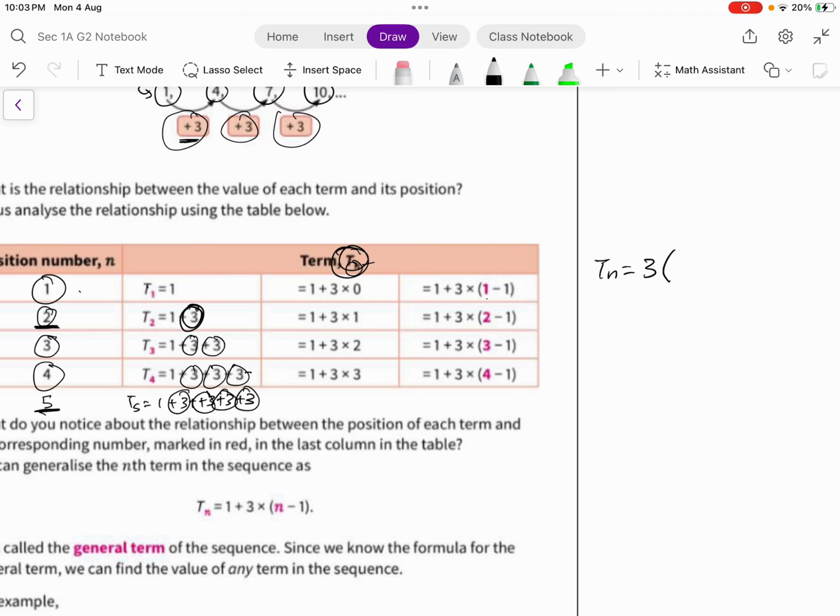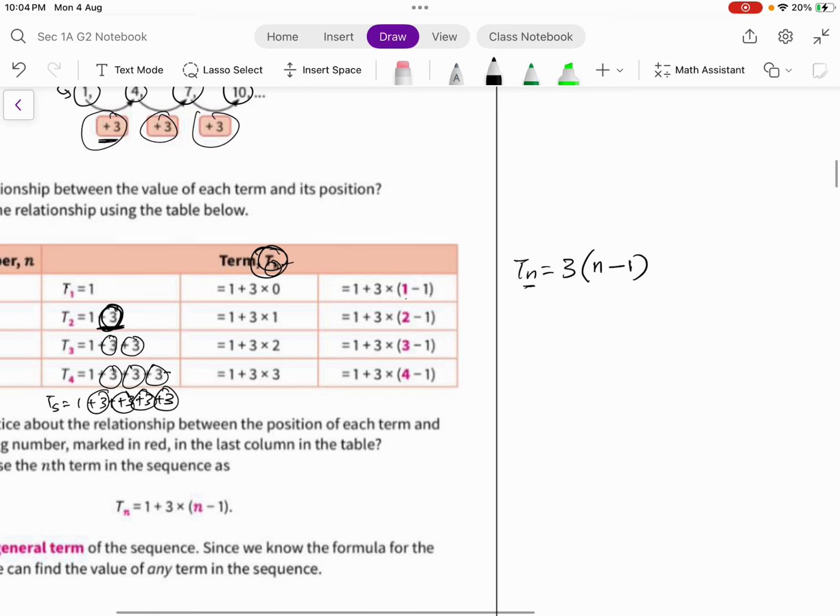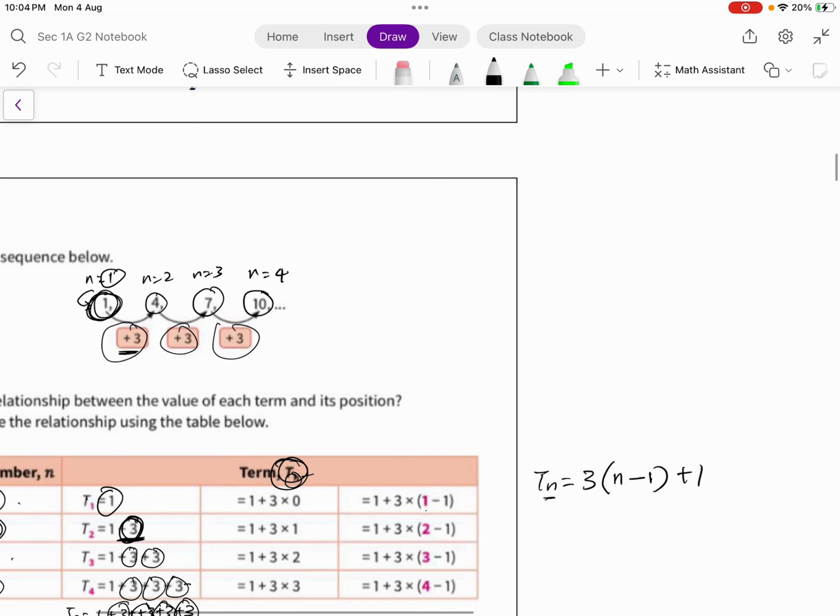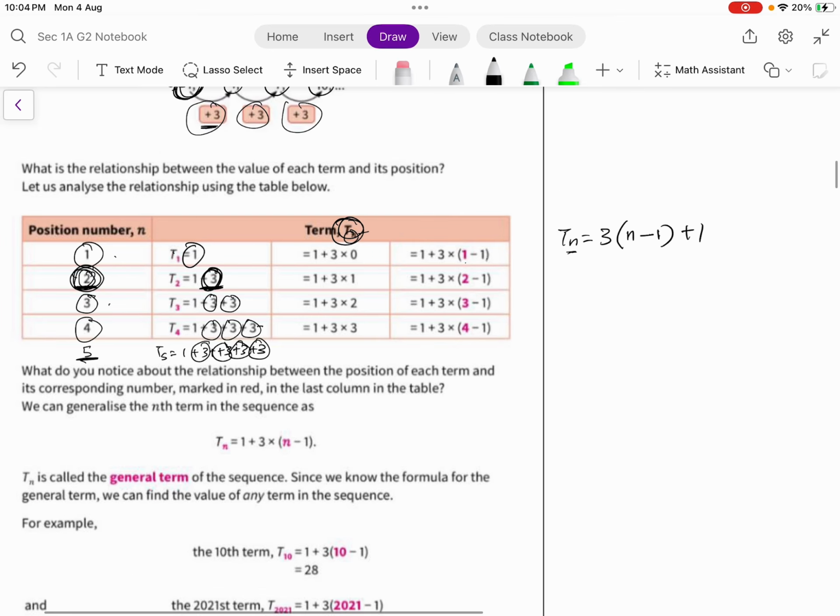Then I will multiply this number, because the number of times I add 3 is 1 less than the position or the placing. So second place you only add 3 one time, third place you only add 3 two times. So I take the placing number and minus 1. So the number of times I add 3 is always 1 less than the current placing. Then I have to add the first number, because it all starts with the first number. So this is how you find your general term, your Tn.